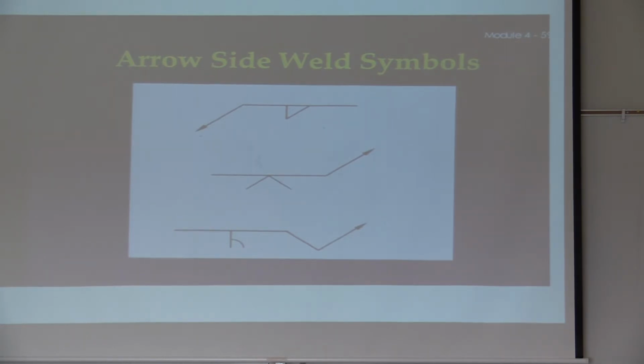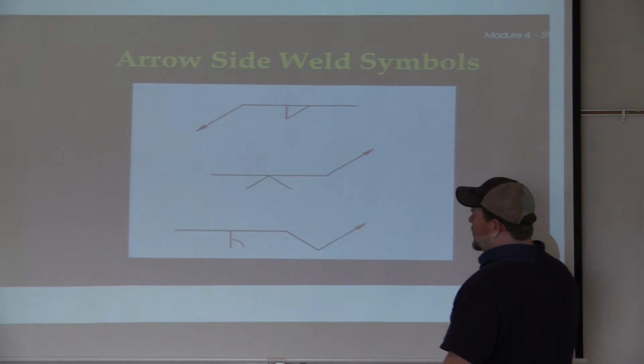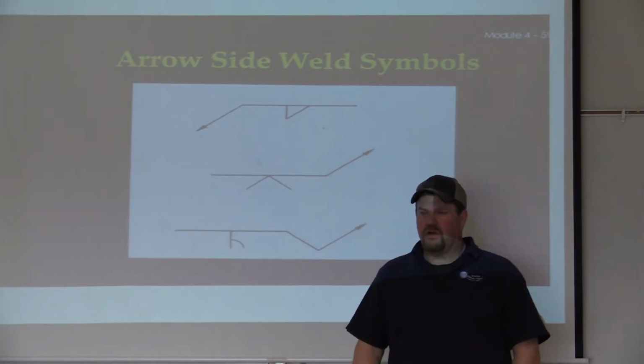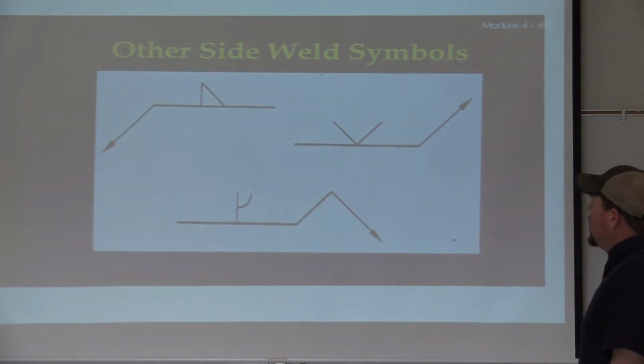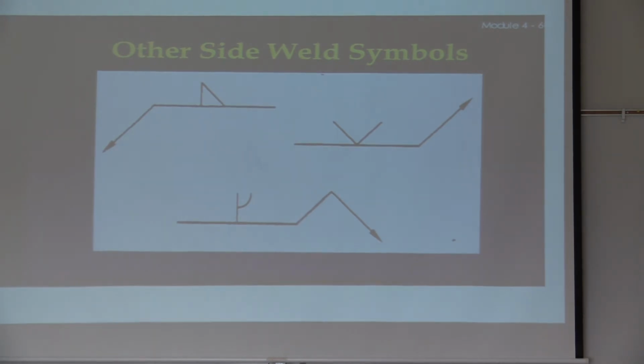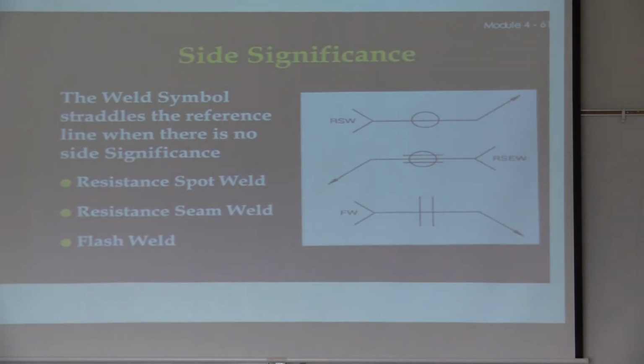Arrow side weld symbols, naturally, all in the bottom section. The bottom one is broke, so it's actually pointing at the member that you would want to make sure you were doing a single J groove preparation on, okay? Other side welding symbols, exact same, just opposite side, all right? So sometimes it can be goofy thinking about arrow versus top side. So, particularly here, it straddles the line when there's no side significance. Doesn't really matter in this case.